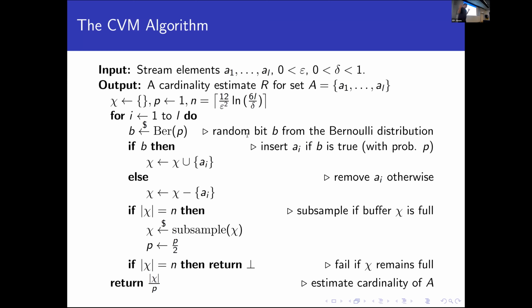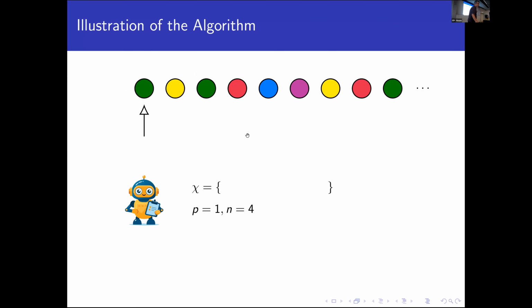And that's kind of the invariant. And as you can see, when it's finished, it returns basically the buffer size, the sample size, divided by p. Because it's a subsample, you have to multiply it by the number of times you did the subsampling. That's kind of the trick. And I can also demonstrate how the algorithm works.